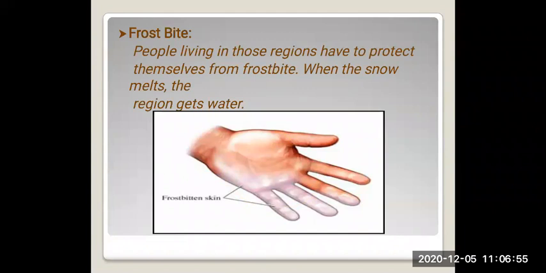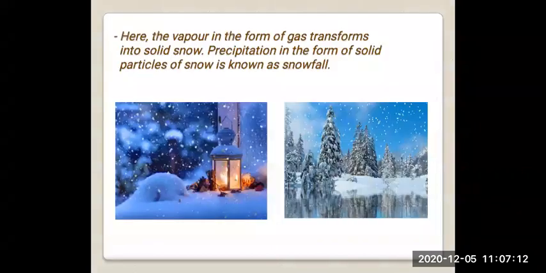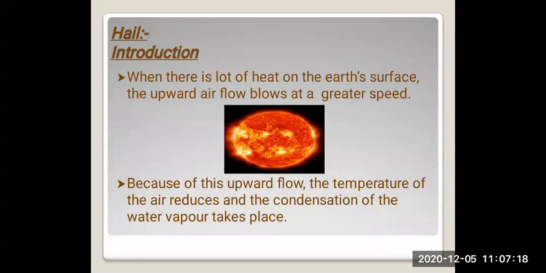Yes, when the snow melts, the region gets hot. But when people are in that snow region, this can happen to their body, that is known as frostbite. Yes, so this was about the first major form of precipitation, that is the snow.